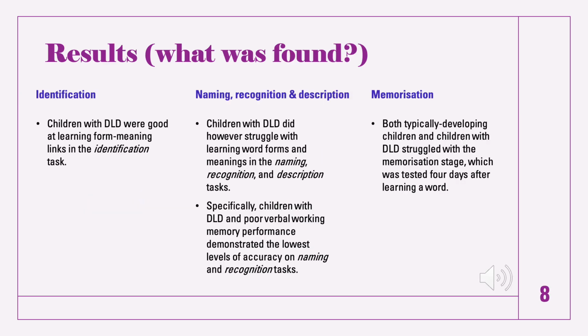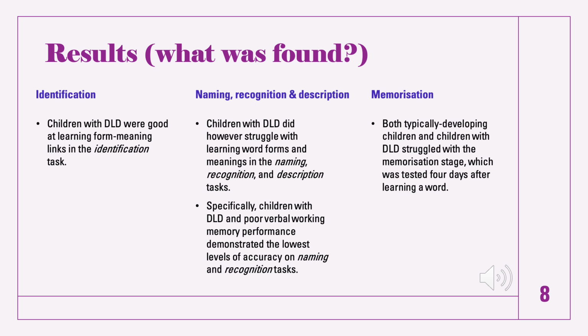Results. What was found? Identification. Children with DLD were good at learning form-meaning links in the identification task. Naming, recognition and description. Children with DLD did, however, struggle with learning word forms and meanings in the naming, recognition and description tasks.